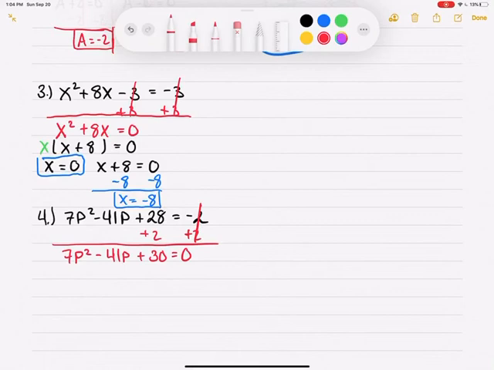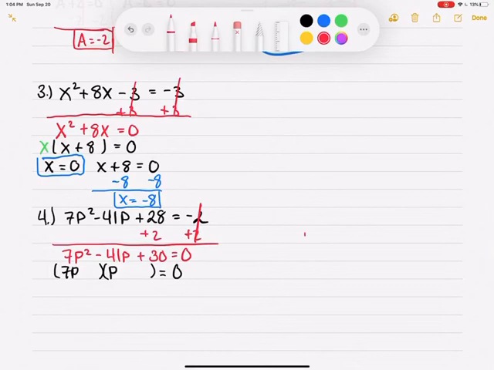Looking out in front, I have a 7. 41 and 30 cannot be divided by 7, so I know that I am stuck with it. However, 7 can only be broken down as 7 and 1, so I'm going to have 7p and 1p as the breakdown of 7p squared.